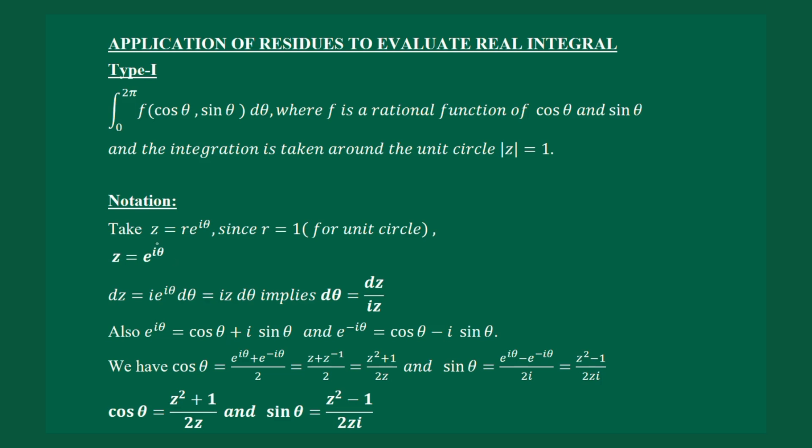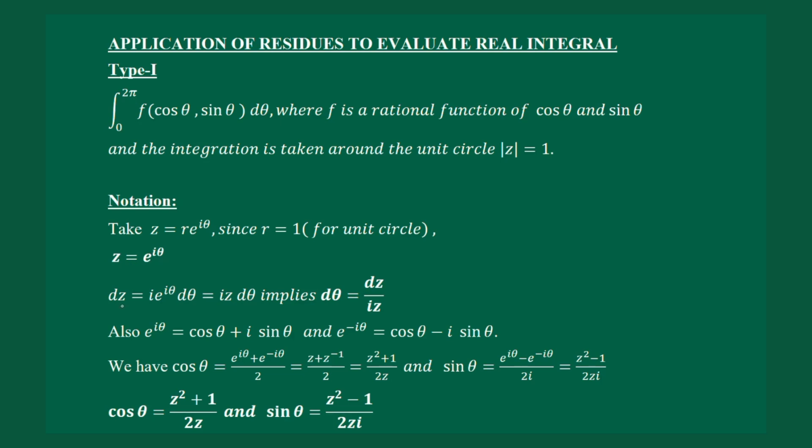Here we can represent a complex variable z in terms of r into e power i theta. Generally we know that z is equal to x plus iy, which is in Cartesian form. In polar form, if we want to represent a complex number, we can write it as z equal to r e power i theta. Here r is the radial length, and since we are considering the unit circle, the radial length is 1. So we are taking r equal to 1 because of the unit circle, and we can write z is equal to simply e power i theta.